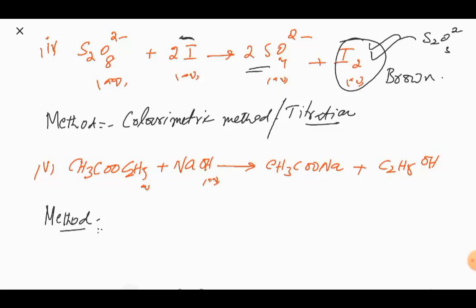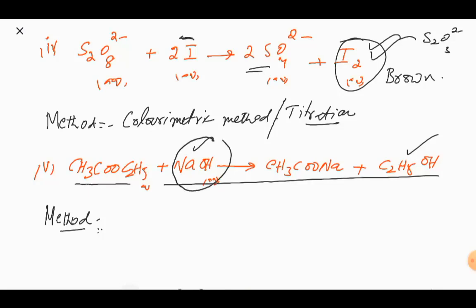Now come to the next chemical reaction, that is the reaction of ethyl ethanoate with sodium hydroxide to form sodium ethanoate and ethanol. Actually, this is base hydrolysis of ester. So we can find out the rate of chemical reaction by measuring the concentration of sodium hydroxide with a standard solution of an acid like HCl. So the best or the most suitable method to determine the rate of this chemical reaction is titration.